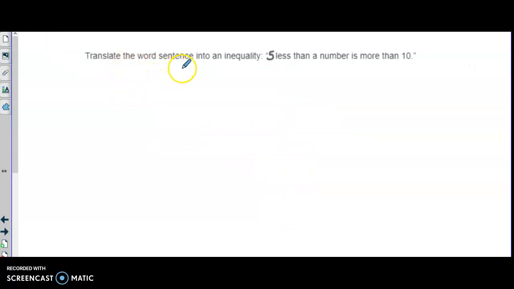Translate the word sentence into an inequality. 5 less than a number is more than 10. All right, so we got a lot going on here. First of all, we have 5 less than a number. Anytime we don't know the number, we put X or any letter. So we're going to take 5 away from a number. 5 less than a number is more than 10. More than means it has to be greater than 10.